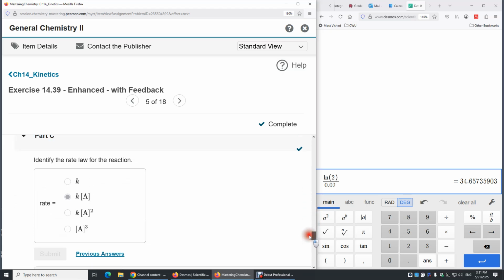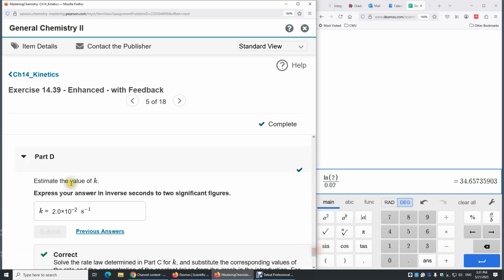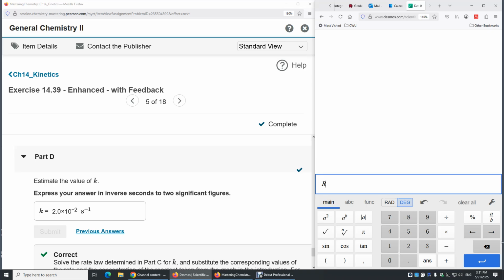Part C. Identify the rate law. It's a first-order reaction, so the rate is k times A to the power of 1. Part D, estimate the value of k. I think we did that because for the first order reaction, we have R is equal to kA.